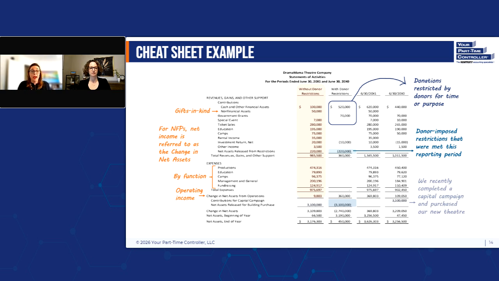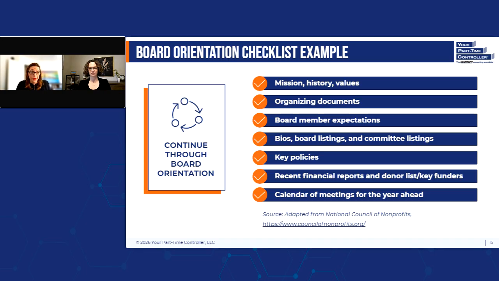And then once you have this cheat sheet developed, you might consider adding it to your board orientation materials, so board members can refer back to it during meetings until they really get familiar with the way your financials are presented. Speaking of board orientation, this is a checklist or an example of things to consider including in your board orientation, which we actually found from the National Council of Nonprofits, and we consolidated a few things to make it a little bit easier to read. But the full checklist is linked in our resource slide.